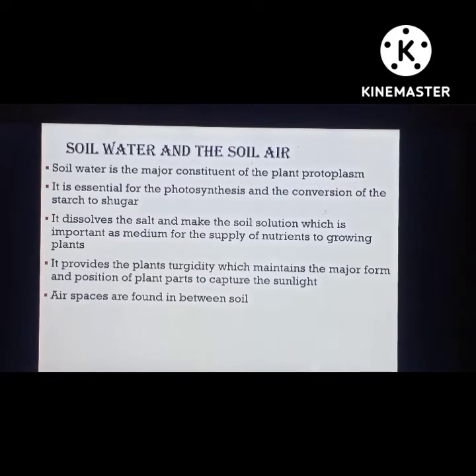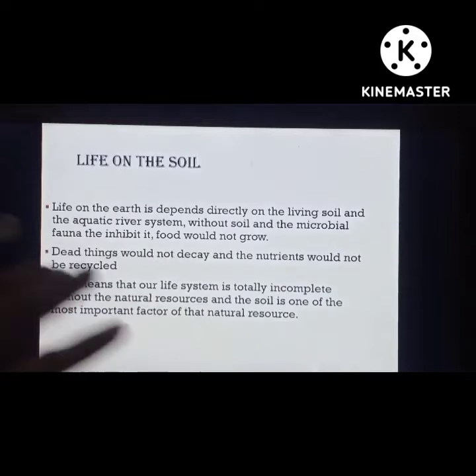Now soil water and soil air. Soil water is the major constituent of the plant protoplasm. It is essential for photosynthesis and the conversion of starch to sugar. It dissolves the salts and makes the soil solution, which is important as a medium for the supply of nutrients to growing plants. It provides plant turgidity, which maintains the form and position of the plant parts to capture the sunlight. Air spaces are found in between the soil.